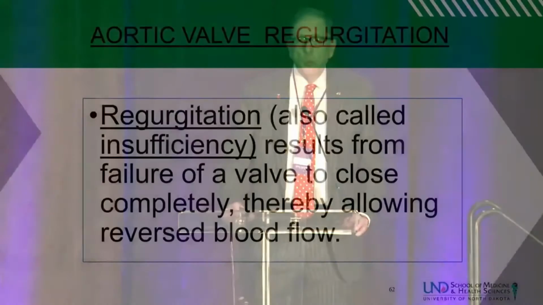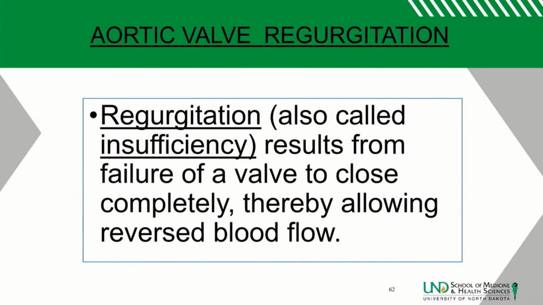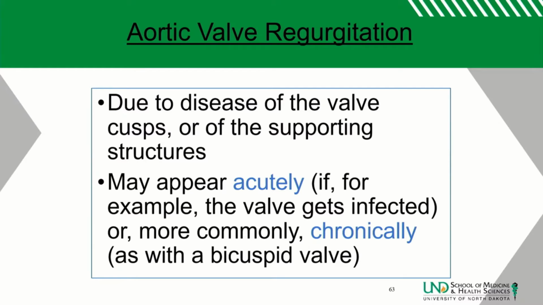And we'll finish up with leaking of the valve. Regurgitation, also called insufficiency, results from failure of the valve leaflets to close completely, thereby getting reversed flow into the heart. It can be due to disease of the valve or the supporting structures, and unlike the typical patient with aortic stenosis, it can appear chronically or acutely.